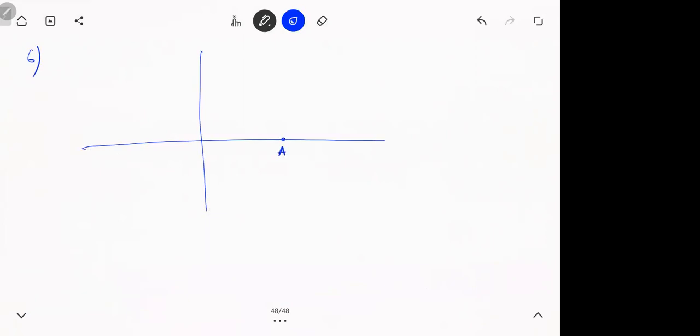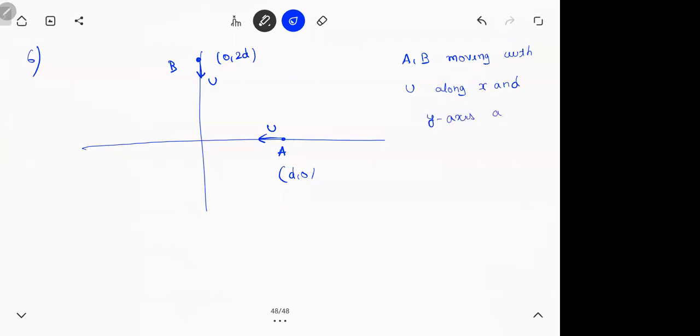We have A here going with speed u. This is d comma 0. We have B here going with the same speed u, but the distance is 0 comma 2d. So we have A and B moving with speed u along the x and y axis as shown. Find the minimum distance between them.